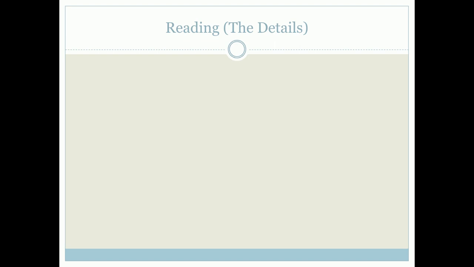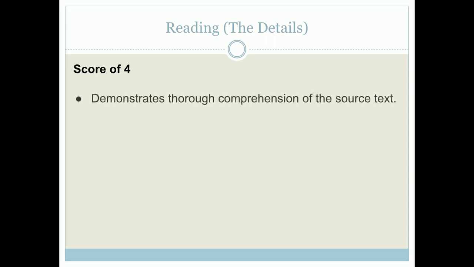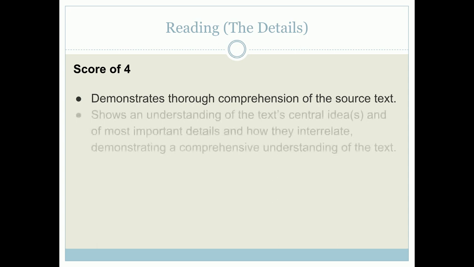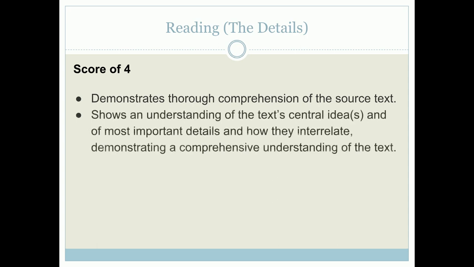Here it is in a little more detail. This is the actual wording of the rubric that readers use to grade the essay, and so you should also abide by these guidelines. If students want to score a 4, they need to first demonstrate a thorough understanding of the text. Okay. They also need to show an understanding of the central ideas and the details and how they interrelate.